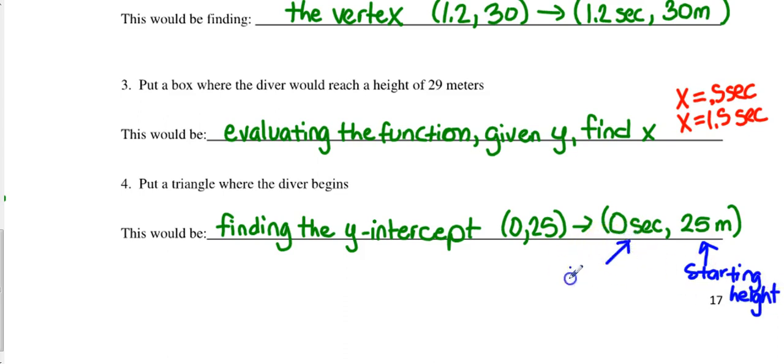0 seconds means no time has gone by yet. No time's gone by yet, so the starting height is 25 meters.